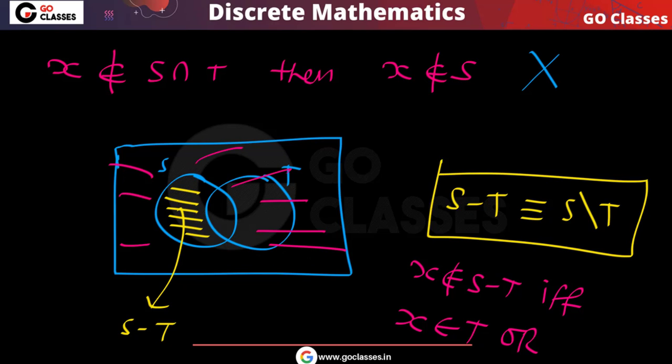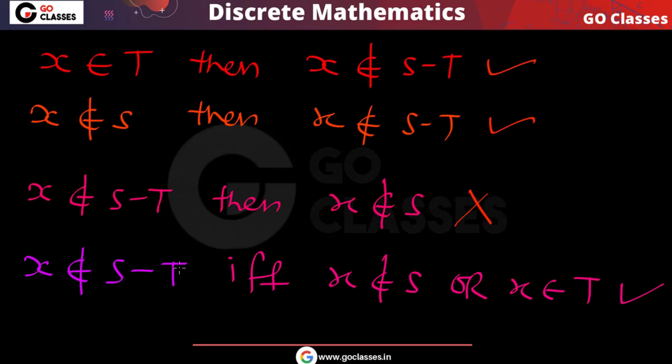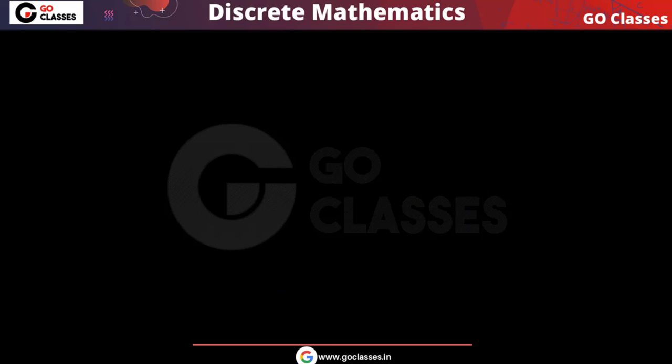So this is the simple idea that X does not belong to S minus T if and only if X belongs to T, or X does not belong to S. Here we can use the words if and only if: X does not belong to S, or X belongs to T. Okay, so this is how you can understand all the set operations.